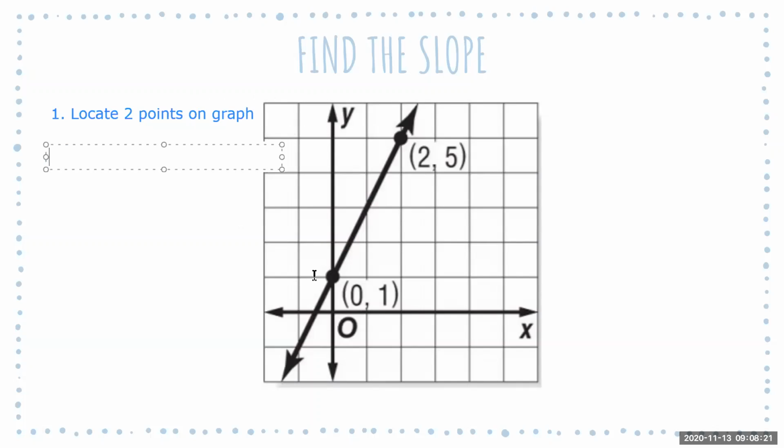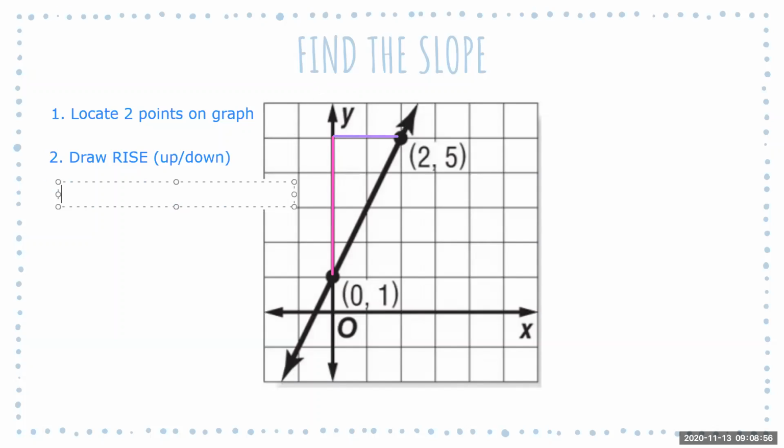So we locate 2 points. They already did that step for us, so we don't have to do that here. After you draw the rise, so that's up, down, and I'm going to draw my rise really quickly. So in pink, I will draw a vertical line from the first point all the way up to where the second point is. And then step 3, we're going to do the run. So I'll do this in purple. So run is left to right or just side to side.